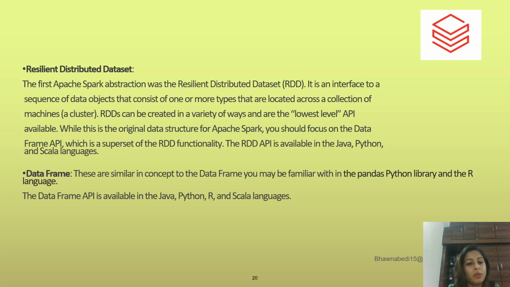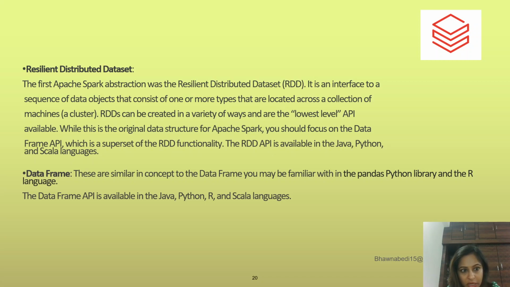Whenever an object is created, whenever you try to read data, that reading of the data is also done through an RDD. Writing of the data is also done through an RDD only. In fact, RDD is basically the basic API in Spark. It is the lowest level API which is available in Spark.